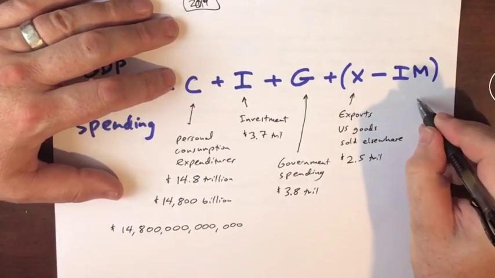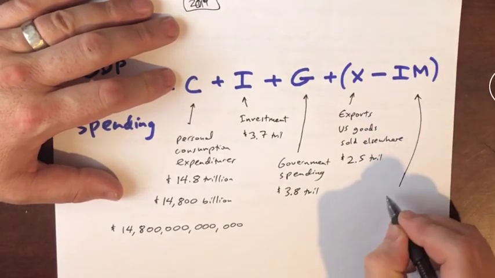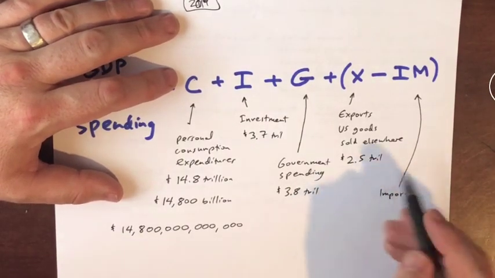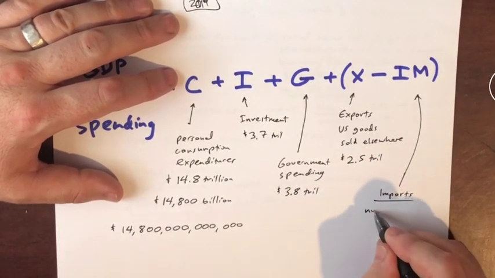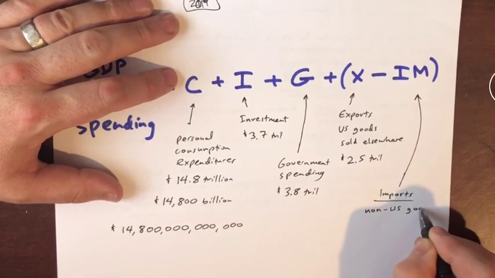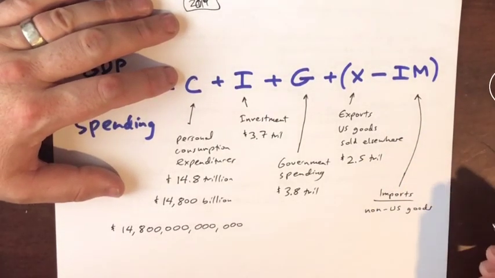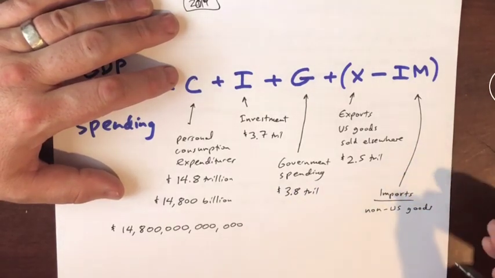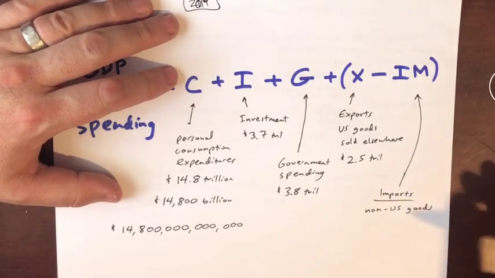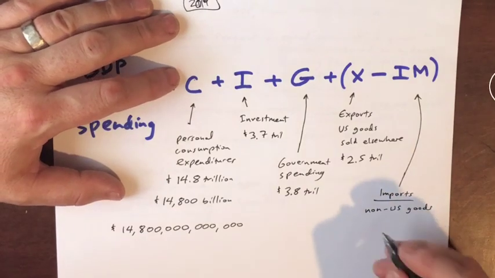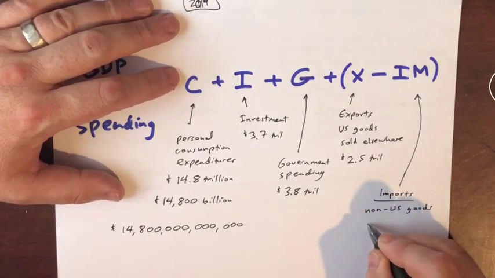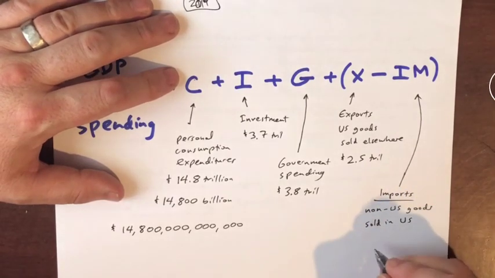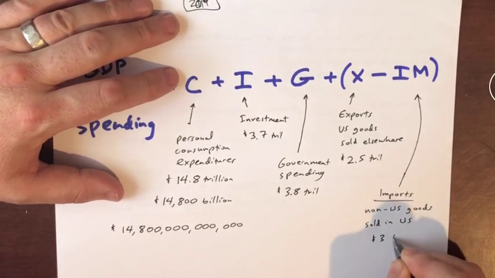Okay, and IM refers to imports. So this is non-U.S. goods and some services, mostly it's goods. That is, goods that are produced elsewhere in the world but are purchased or consumed in the United States. Sold in the U.S. All right, and this is about $3 trillion.